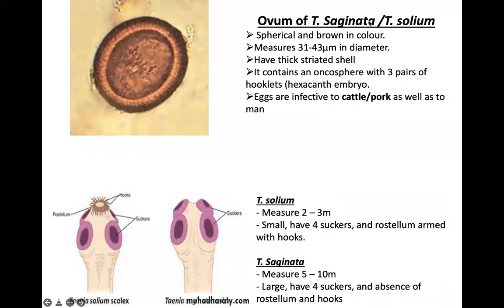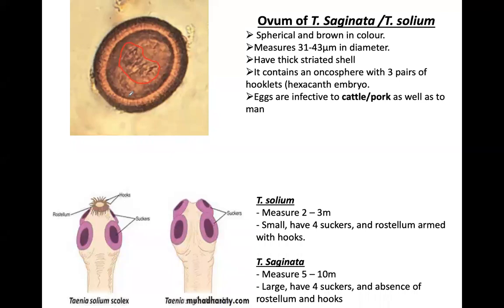The eggs of Taenia saginata and Taenia solium, as you've seen in the previous image, measure up to 31 micrometers. They have a thick striated shell, and they have what is known as the hexacanth embryo. These are some form of hooklets, and you can appreciate them here. This is the three pairs of hooklets, typical of the oncosphere of Taenia saginata or solium. The eggs can be infective to cattle and pigs, as well as to man as an infective stage.